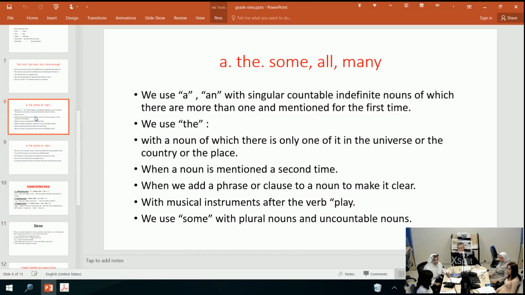We use some with the plural nouns and uncountable nouns. So some is used with the plural or uncountable nouns. It isn't used with the singular nouns, because in the singular we say a or an. In the three cases: in the positive, in the question, and in the negative. Example, I have some questions. I like some apples. There is some water. Some with water, uncountable nouns. Some people, some water, with countable and uncountable. Yes, please, the following one.